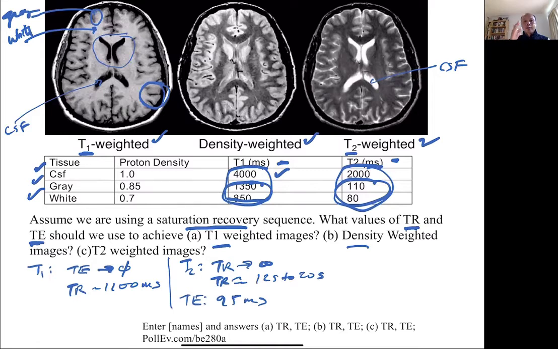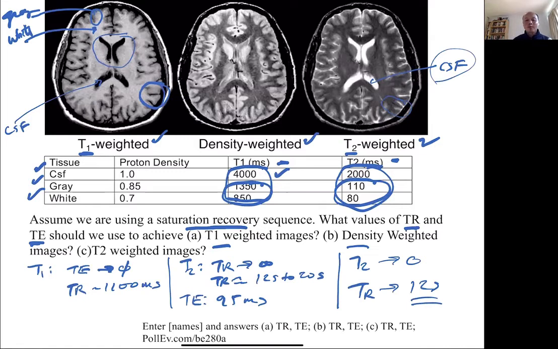So, the CSF has hardly decayed in that time. And so you see that the CSF is very bright with that. And then we're maximizing the contrast between gray and white matter again. All right. And then finally, for the density weighted image, we would want to pick T2, once again, close to 0, and TR, let's say around 12 seconds or so.